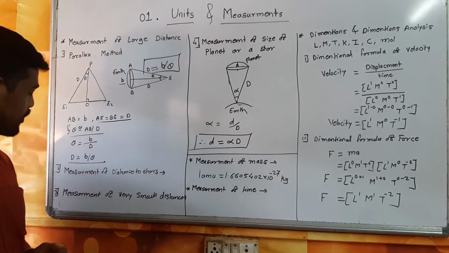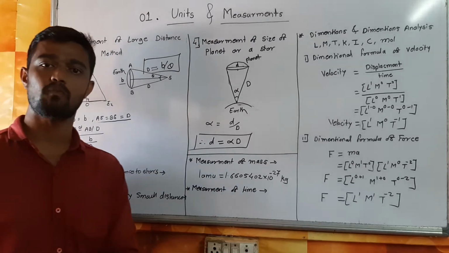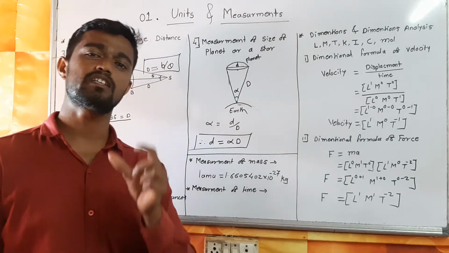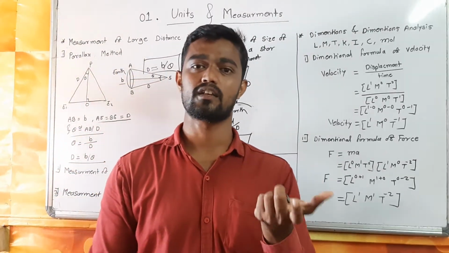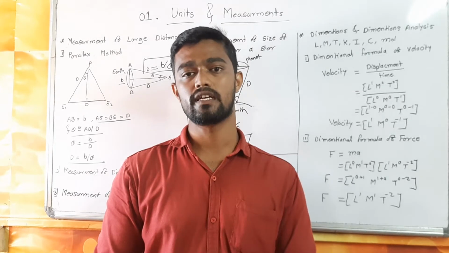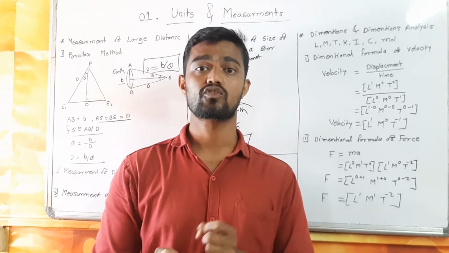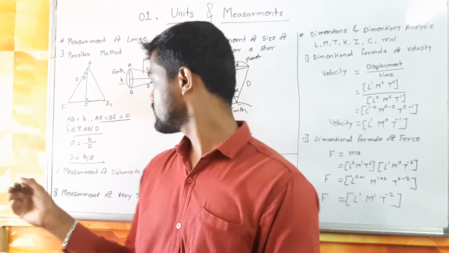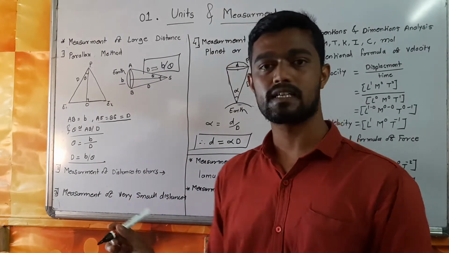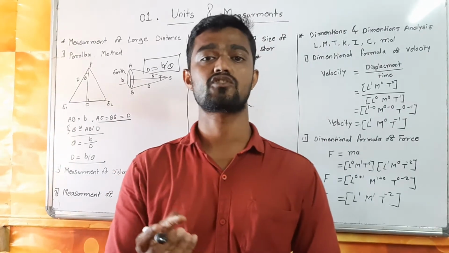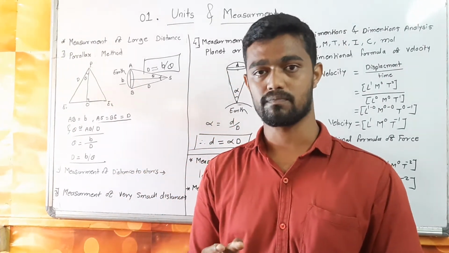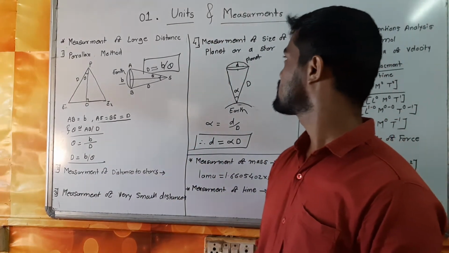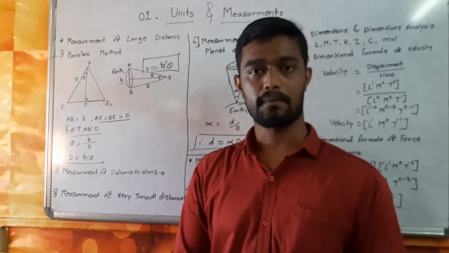Next, the third point is measurement of very small distance. Suppose we want to find a very small distance. Obviously we do not use a vernier caliper and screw gauge; we use an electron microscope. So for measurement of very small distance, the instrument we use is the electron microscope.